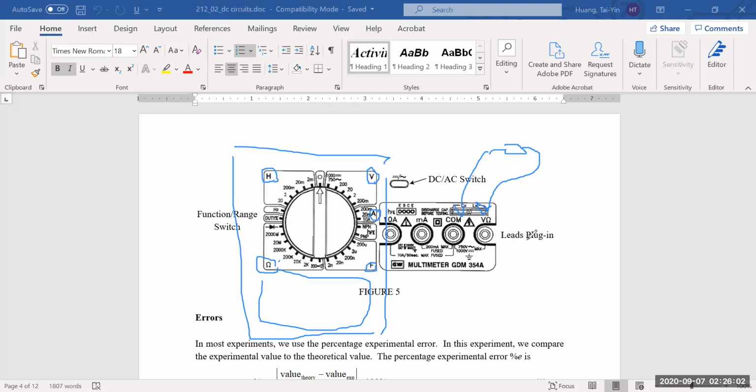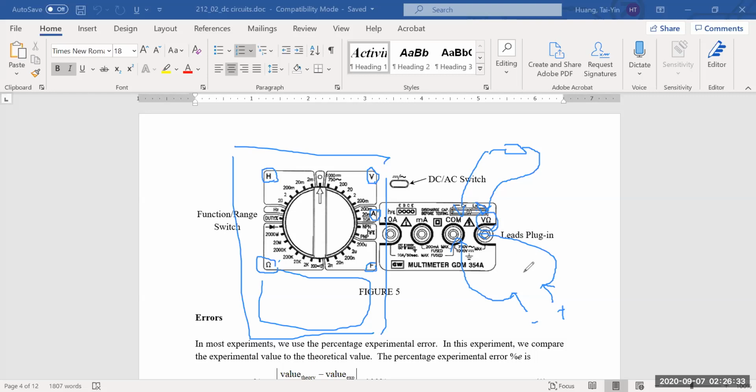Now, to use this meter to measure voltage, let's say you have a circuit and it has two probes. Let's say this one is connected to the positive and this one is connected to the negative. Your negative should be connected to the COM and the positive should be connected to this one. This plug-in is for measuring voltage and resistance, and the negative, or the reference, should be plugged into COM.